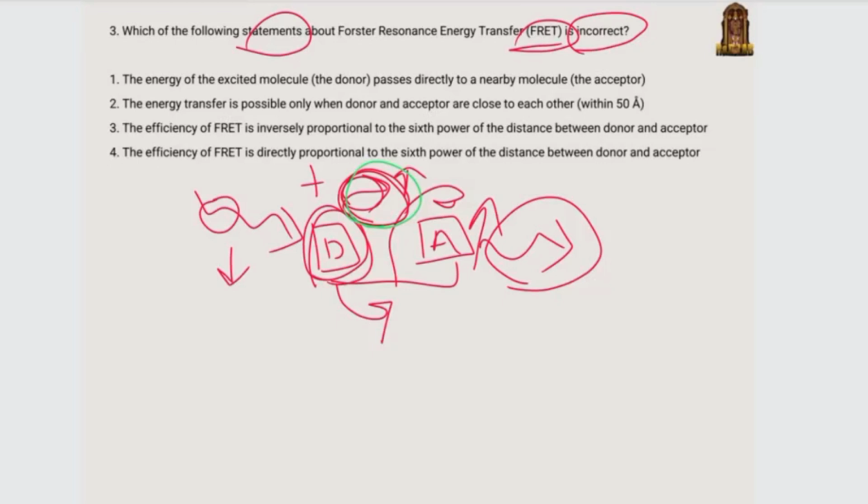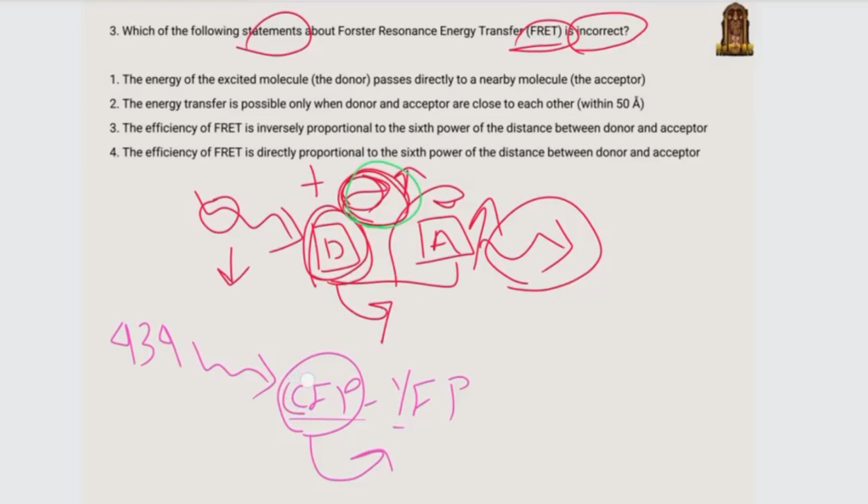So as an example, we can say CFP and YFP. That is the cyan fluorescent protein and the yellow fluorescent protein. Here the excitation light that will come, its wavelength should be 434 nanometer, and this is a violet light. After the excitation, it will emit a cyan light, and this cyan light will work as the excitation light for the yellow fluorescent protein, which will produce the yellow light.